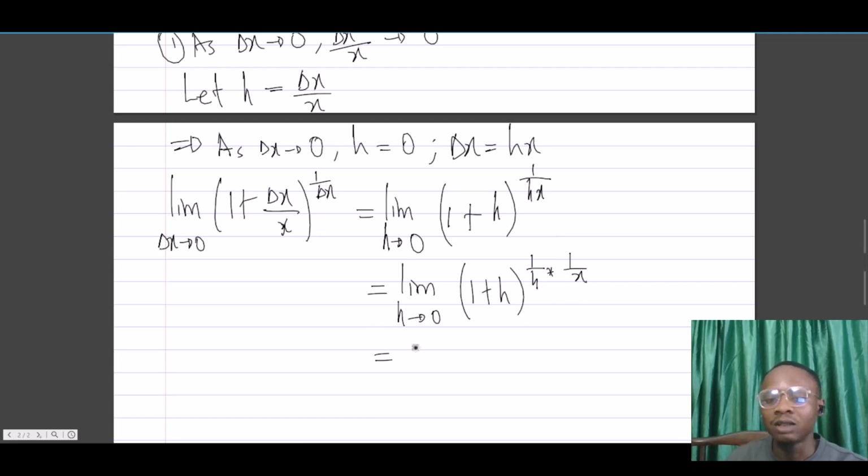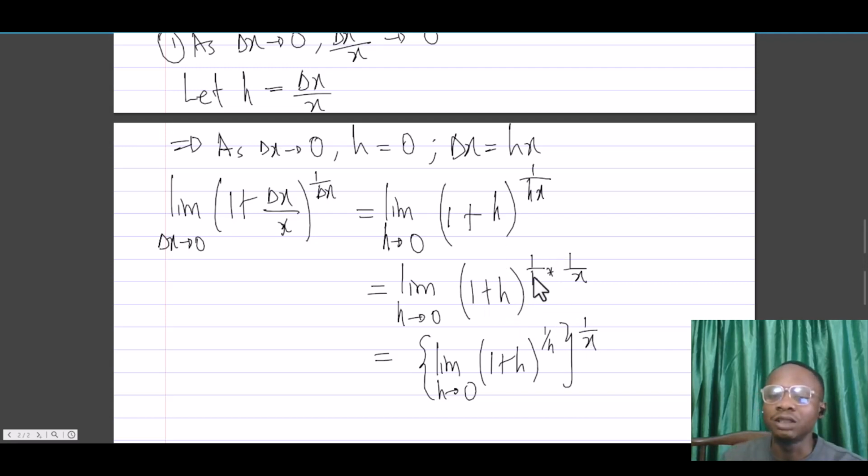So we can simplify this by saying that for the limit of this expression, everything we have here, we can move out this 1 over x, which is a constant, and take the limit of what we have inside. So this will be equal to the limit as h approaches 0 of (1 plus h) to the power of 1 over h, then everything here to the power of 1 over x. So that is the point.